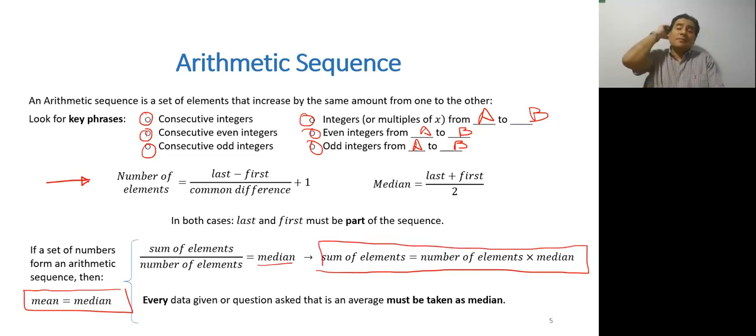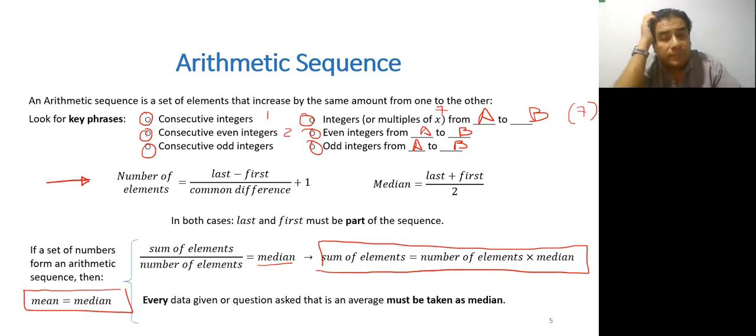We can calculate the number of elements and the median in an arithmetic sequence with two simple formulas that take advantage of the symmetry of these elements that are distanced evenly from one another. So for the number of elements, you can identify the last and the first terms of the sequence, and divide this difference by the common difference between two consecutive terms of the sequence. For example, for consecutive integers, that common difference would be 1. For consecutive even integers, the common difference would be 2. For multiples of 7, from integer a to integer b, the difference would be 7, etc. So the difference of the last term minus the first term divided by the common difference, plus 1. And the median is defined as the average of the last and first terms of the sequence.